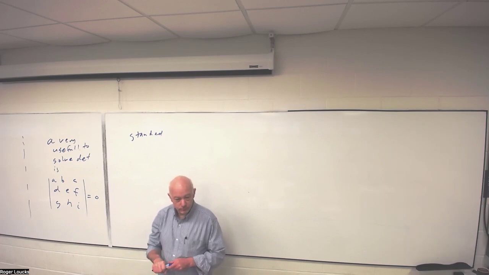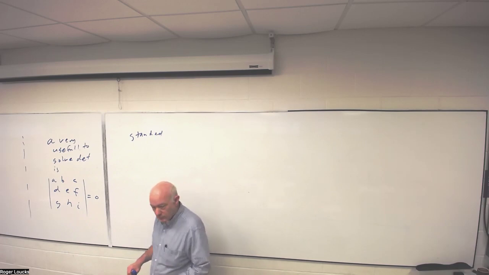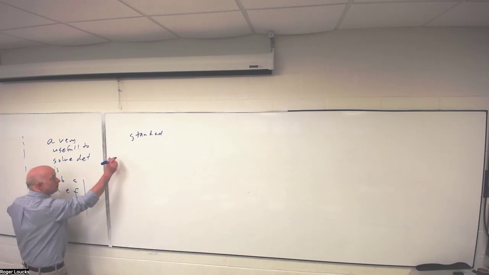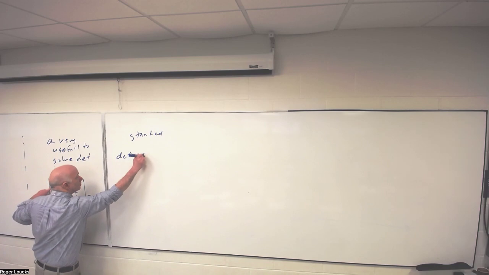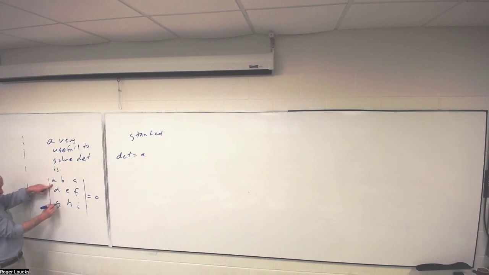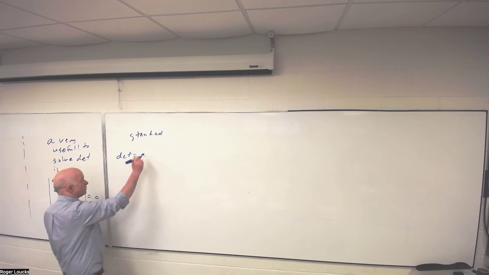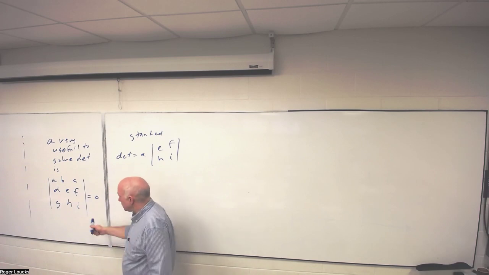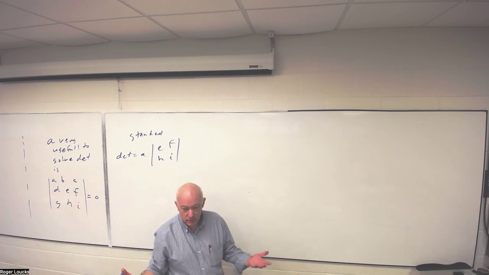You take the first element of the first row, which is A, and multiply by the determinant stuff that's there. So you cross out this column and this row, and you look at the little 2 by 2 here. So this is E, F, H, I. Then you hop over to B, and what happens with the B?